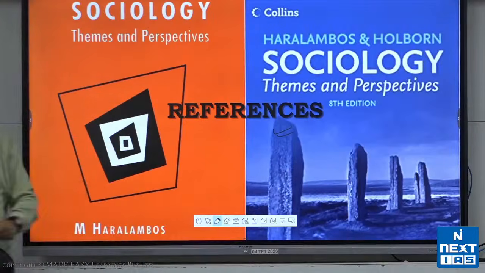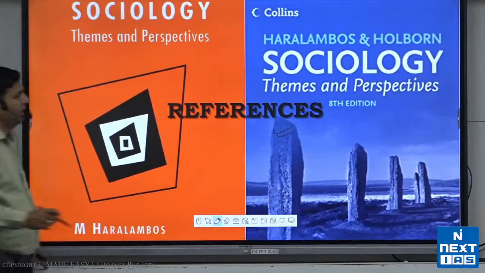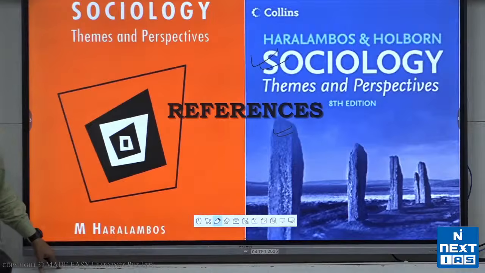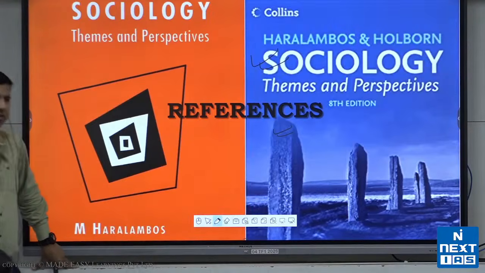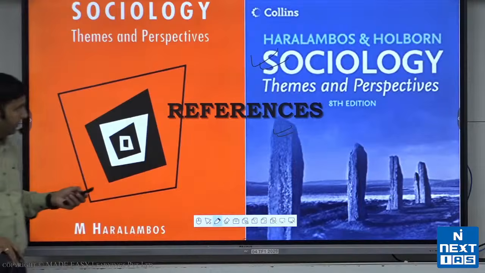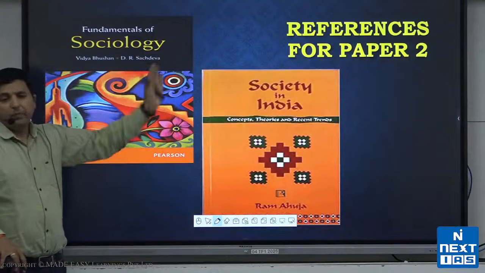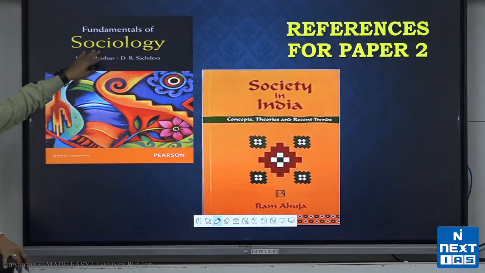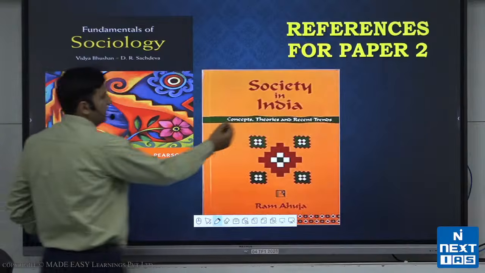Whichever way you find comfortable. If you ask me, I would recommend that if you are studying on your own, this is a good reference for paper 1 only. So two books I have suggested for paper 1, George Ritzer and Haralambos. ठीक? It will cover the majority of the topics given in unit 10. Then there is another book for paper 2. Paper 2 is Indian Sociology. So here you might refer to Fundamentals of Sociology by Vidya Bhushan and Sachdeva, or Ram Ahuja, Society in India.